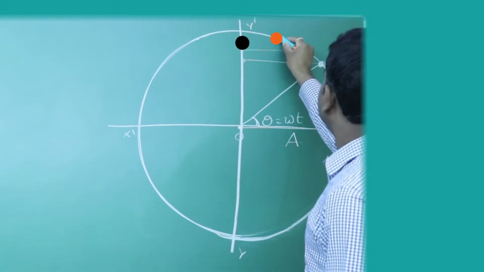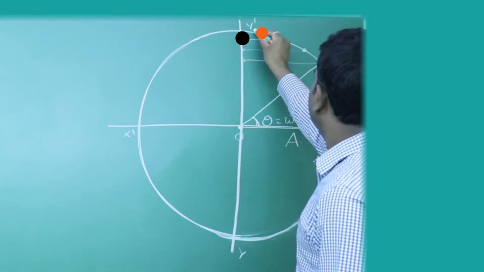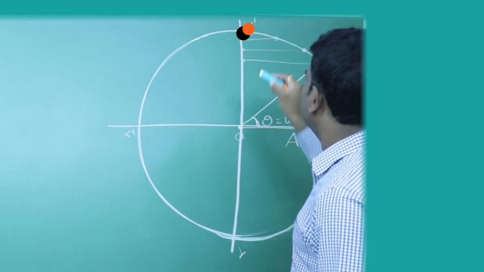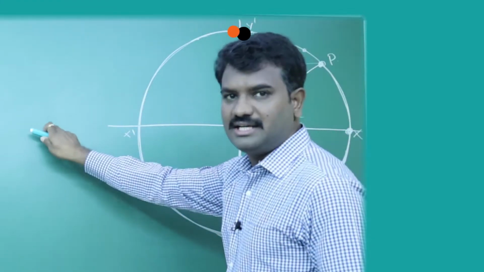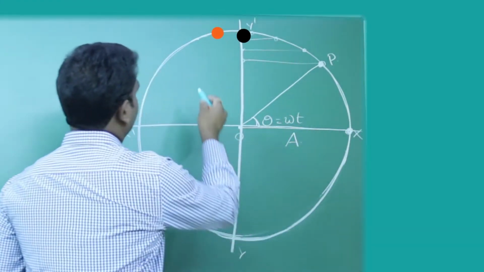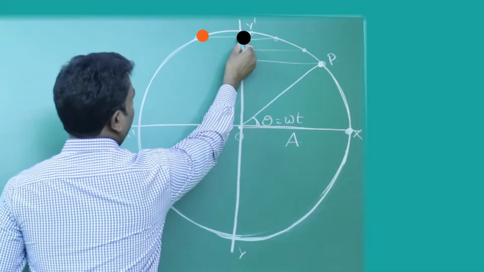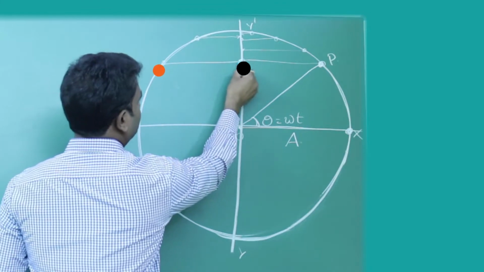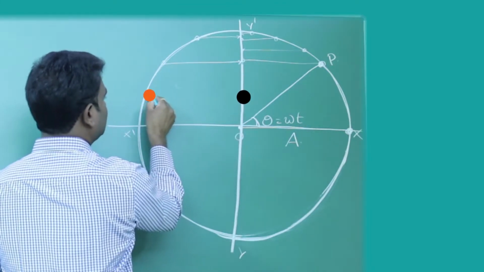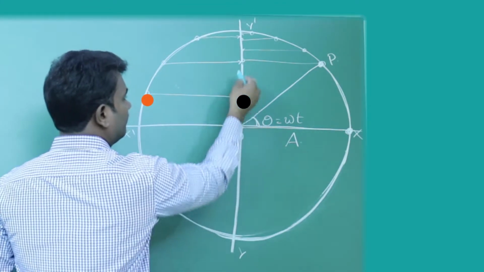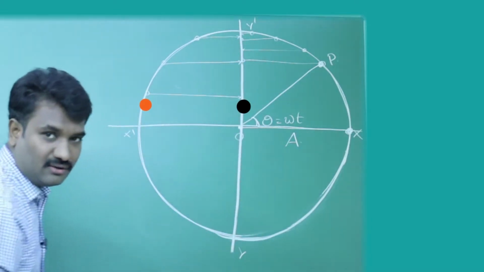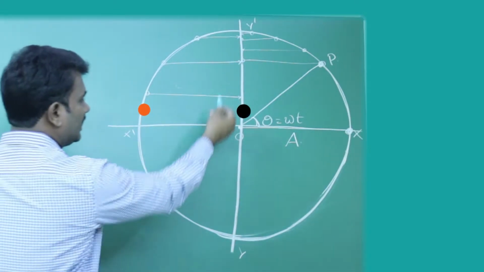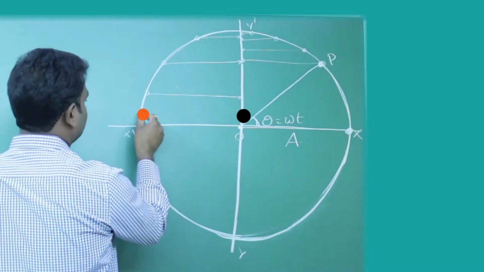When the object is here, the shadow falls here. When the object is here, the shadow falls here. Now keep the torch in this direction and see, when the object is here, the projection falls here. When the object is here, the projection falls here. That means the projection is moving downwards along the diameter.